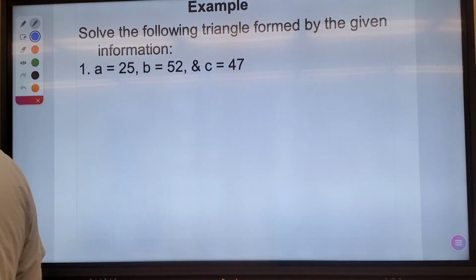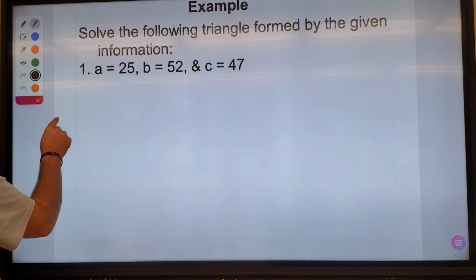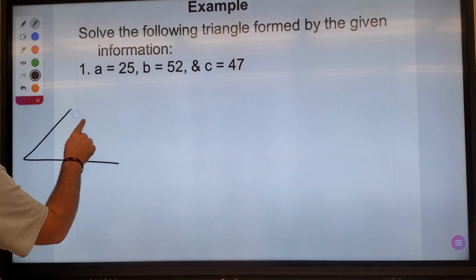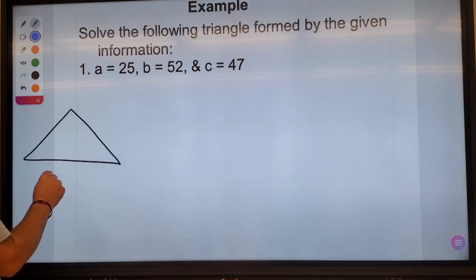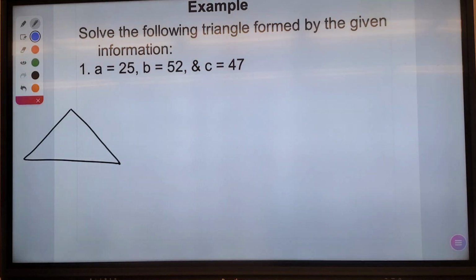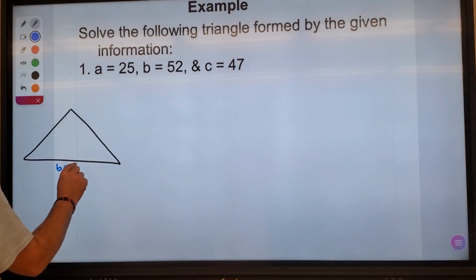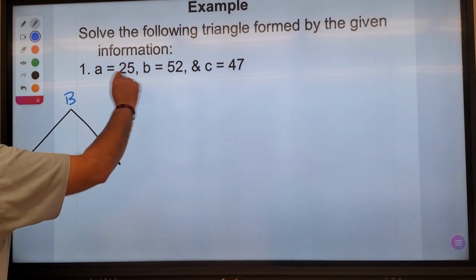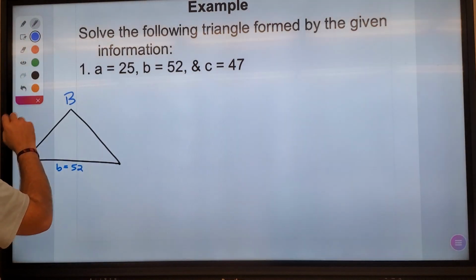Okay, so example 1 here, I give you three sides. For some reason I didn't give you a triangle, so let me go ahead and give you a triangle here. Side A, side B, and side C. Let's note that side B is the largest, so I'm going to put side B down here. So angle B, because this is the largest side, should be the largest angle.